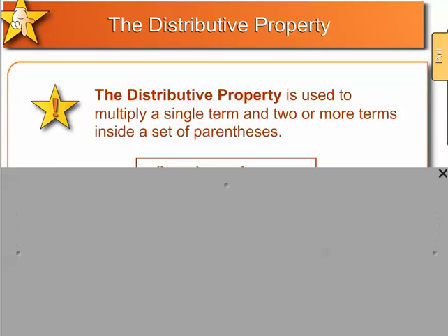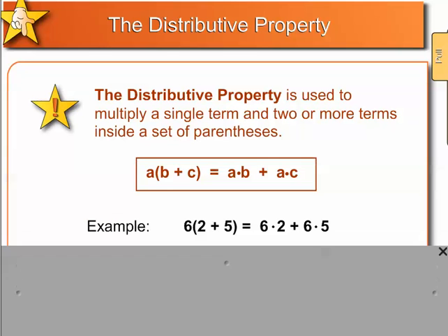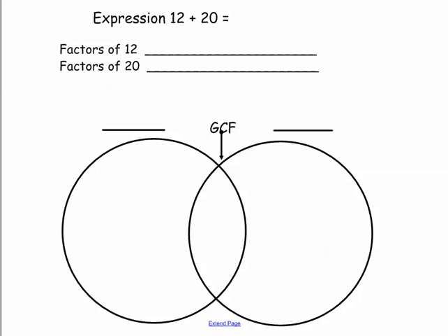So the distributive property is used to multiply a single term by two or more terms inside a set of parentheses. This is what it looks like mathematically. Again, if you notice here, I'm multiplying 6 times 2, and then I'm multiplying 6 times 5, which will come out with the exact same answer. All right, so now let's look at your notes. Let's see how what we've been working on with factors is going to help us with this distributive property.